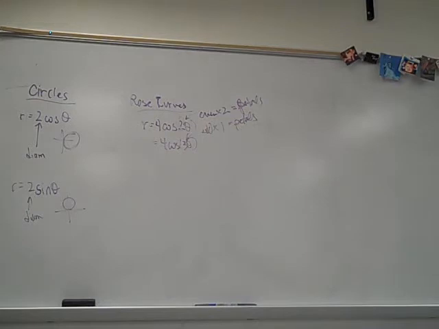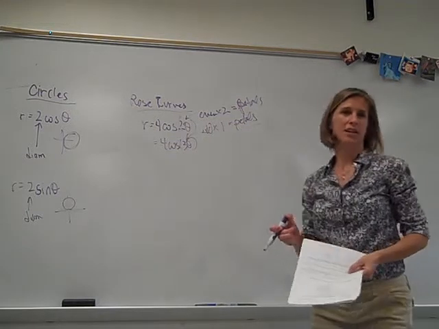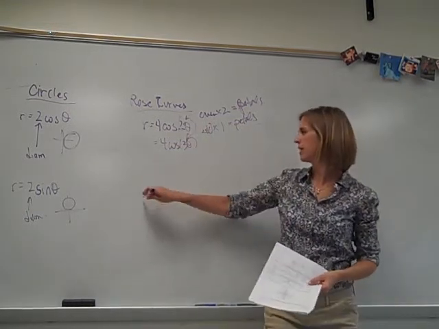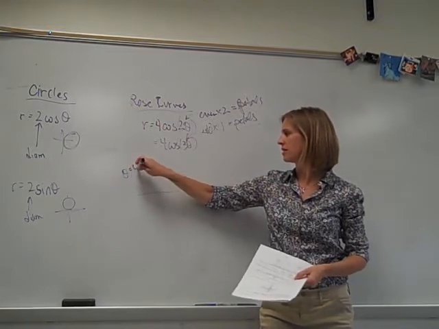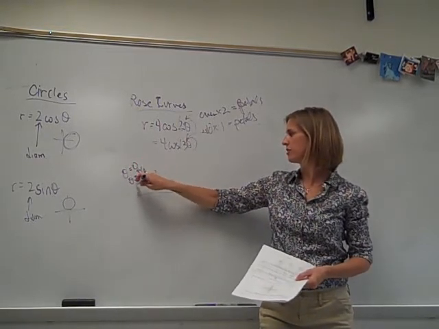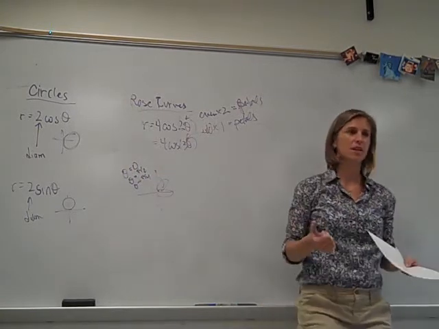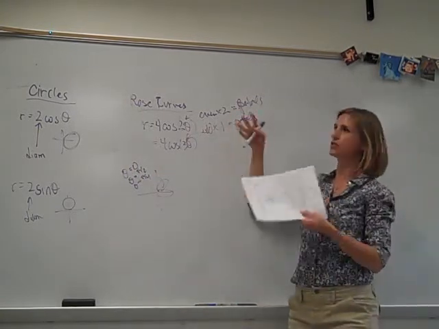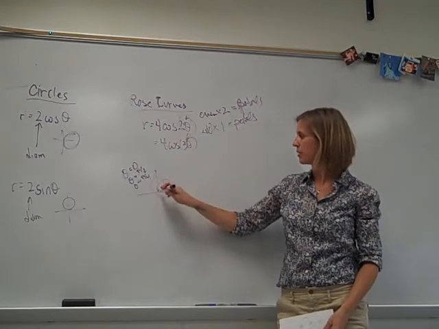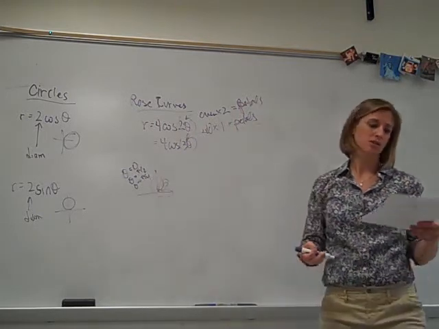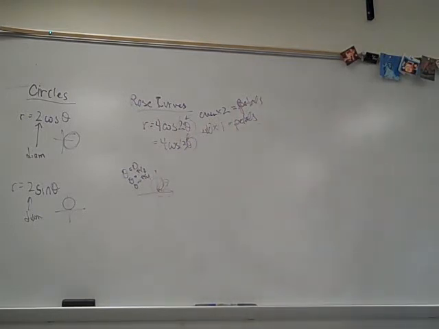But here's what I do for rose curves. I just plug in a couple numbers to try. I'll plug in theta being 0 and theta being pi over 2 or even pi over 4, so I have an idea of where they go. Once I know there's, say, 6 petals, I'll plug in a couple numbers and that'll tell me where they are. It makes it a little bit easier for me.